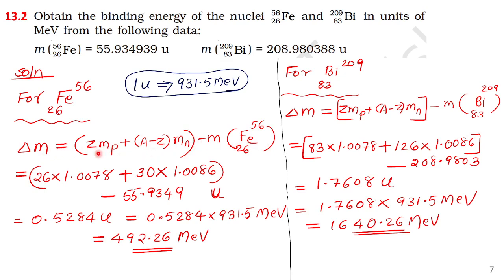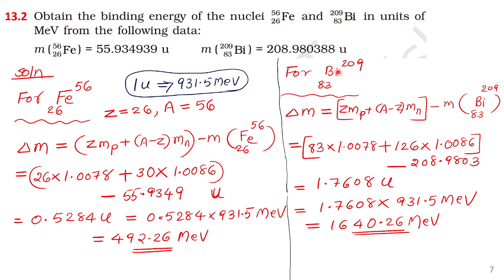That formula I told you, you need to memorize: Z Mp plus (A minus Z) Mn minus the mass of the given nucleus. This formula I have already explained. Is it the same for bismuth? The other one also uses the same method. The binding energy is a very important question. It is a sure question, binding energy.